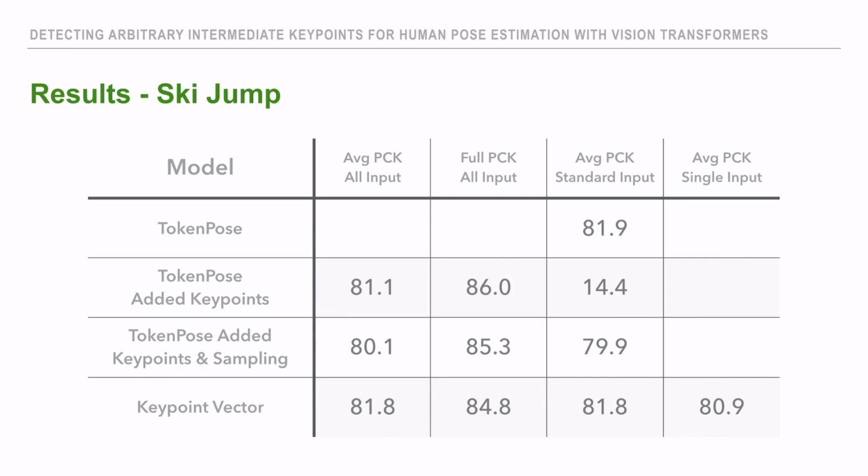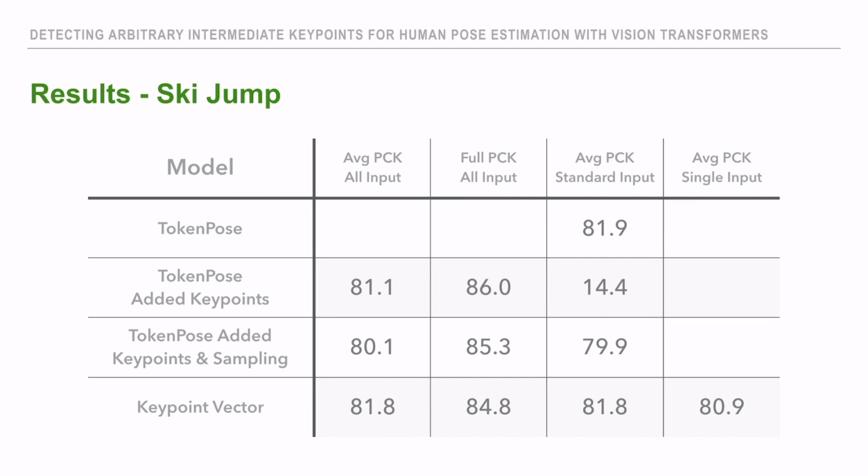The average PCK over all key points for the standard TokenPose model is 81.9%. If we add 36 intermediate key points, the PCK on the standard key points drops slightly to 81.1%, which is expected as the focus of the problem is shifted a little. The PCK on standard and added key points rises a little, and the PCK using only the standard tokens in the input sequence drops to 14.4%.